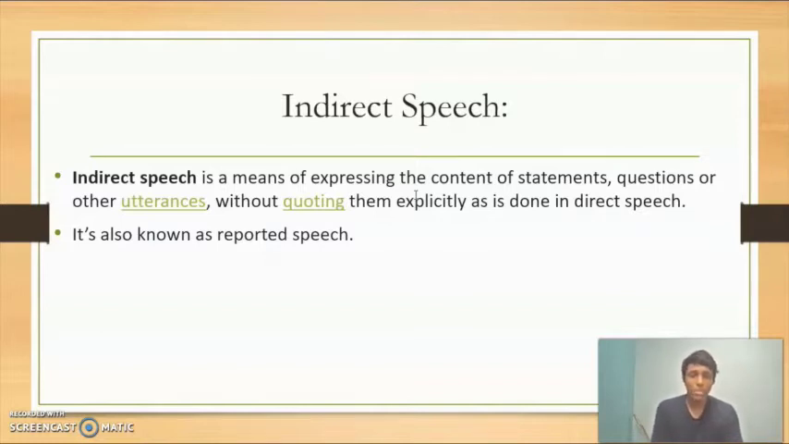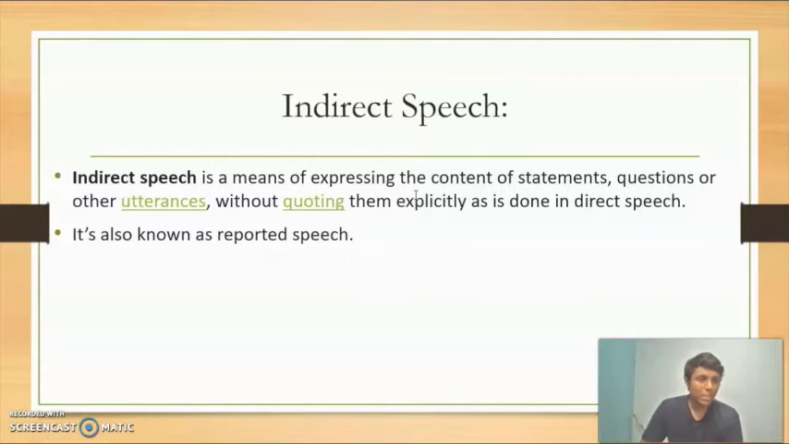Indirect speech is a means of expressing the contents of the statements or questions or the other utterances without quoting them explicitly, as is done in direct speech. So I hope you remember when I was talking about direct speech, I emphasized the point that we use quotes or quotation marks or speech marks when we are dealing with direct speech. So in indirect speech, we do not use the quotes marks. That is the biggest difference between direct and indirect speech.